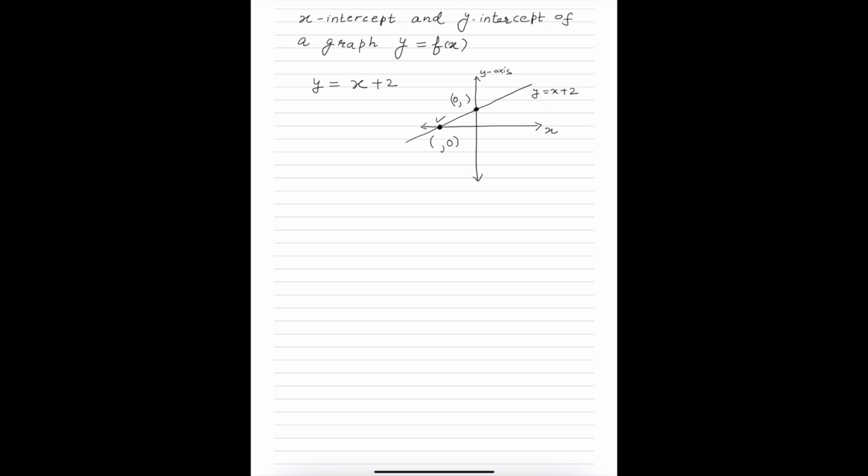Now please see this, wherever the straight line cuts y-axis, that point is called y-intercept. For example, here the straight line y equal to x plus 2 is cutting y-axis at this point. So this point is going to be called y-intercept, and the straight line y equal to x plus 2 cuts x-axis at this point. So this point is called x-intercept.